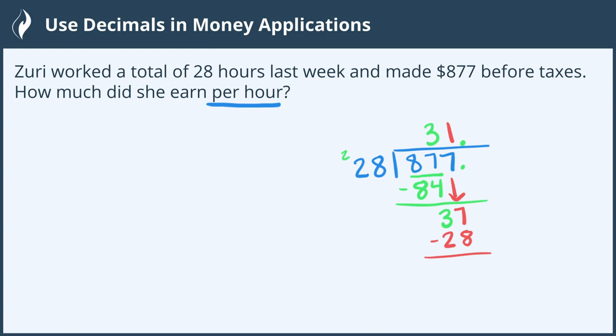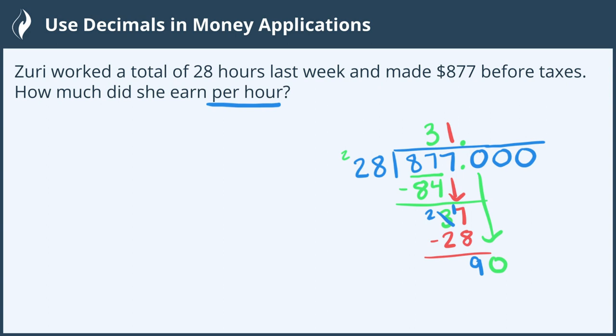7 is too small for 8, so we'll need to ungroup or borrow from the 3 to make it a 2, and give the 7 a 10, making it 17. 17 minus 8 is 9. 2 minus 2 is 0, so that was great. And I need to give myself some decimals now, so we'll go ahead and tack on some zeros and bring down our first 0, 28 into 90.